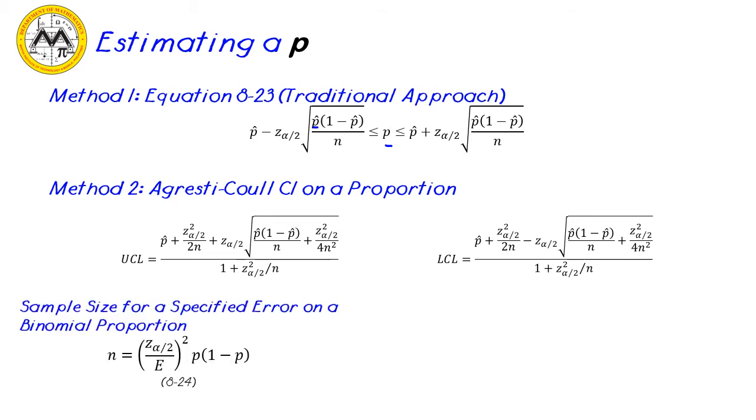For the sample size of the estimation for proportion, n is equal to z of alpha over 2 over e, squared, times p times 1 minus p.